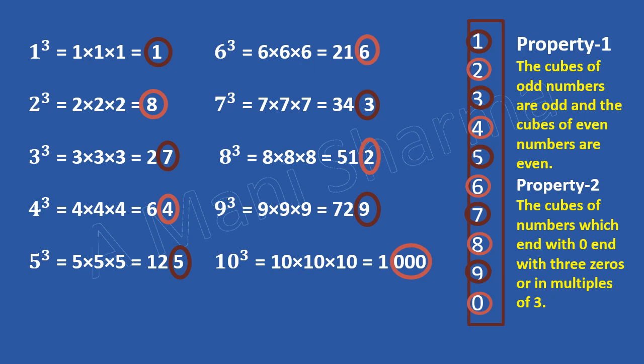Now, if you come to the last number, that is 10, 10 cube is equal to 1000. So, in 1000, there are 3 zeros. So, you can come to conclusion that numbers like 10, 100, 1000, 20, 200, 2000, etc., which end with 0, when cubed, will give you 3 zeros or 6 zeros or 9 zeros in the cubic number.